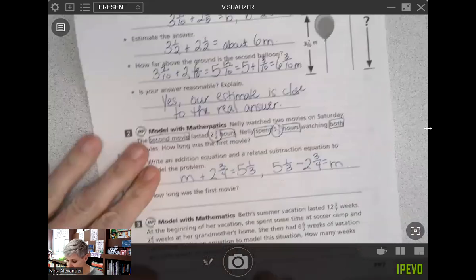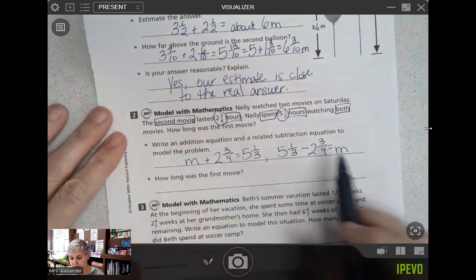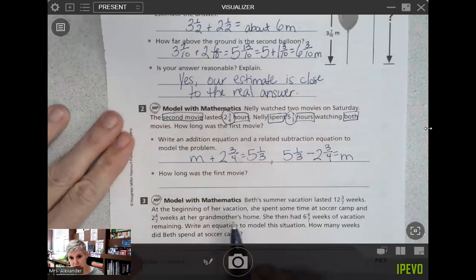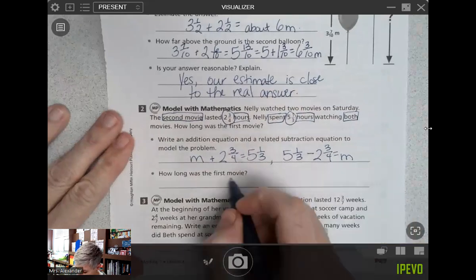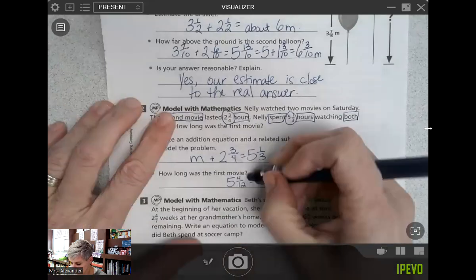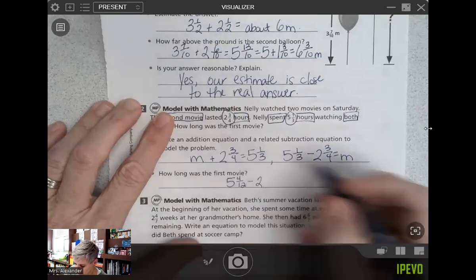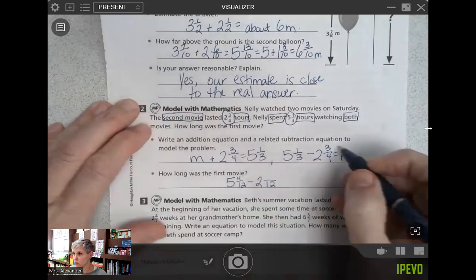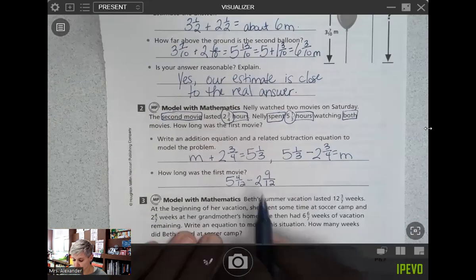How long was the first movie? I'm going to look at this equation. I have thirds and fourths. My common denominator can be 12ths. So I have 5 4/12 minus 2 and how many 12ths? If I have 3/4, how many 12ths is that? 9 12ths. When I look at the fractional part of this, I have 4/12 minus 9/12.